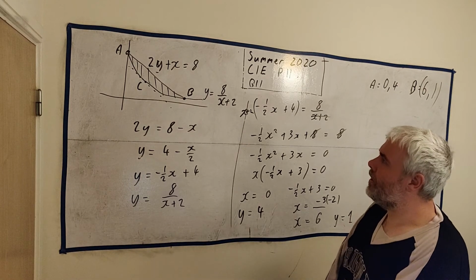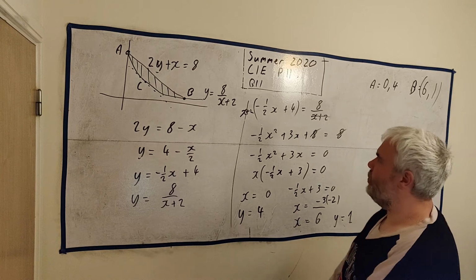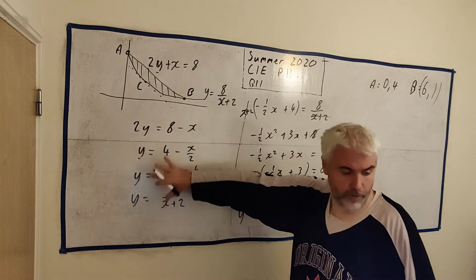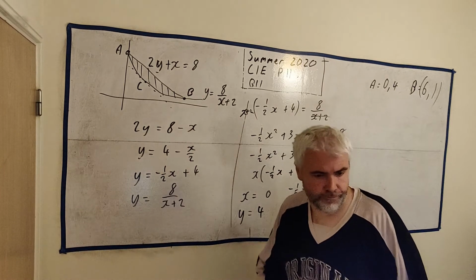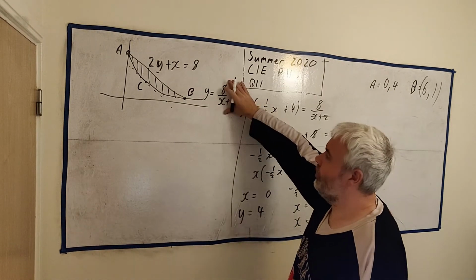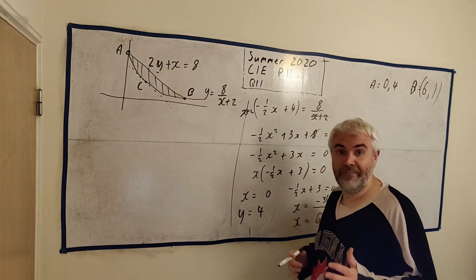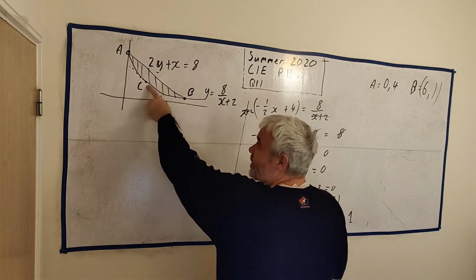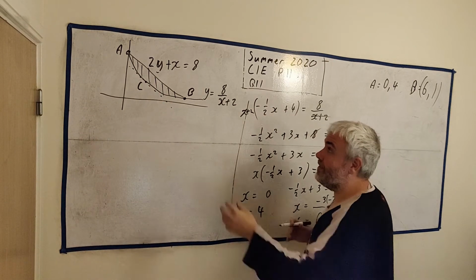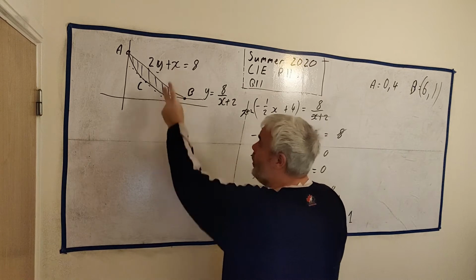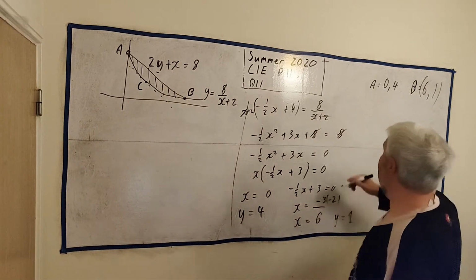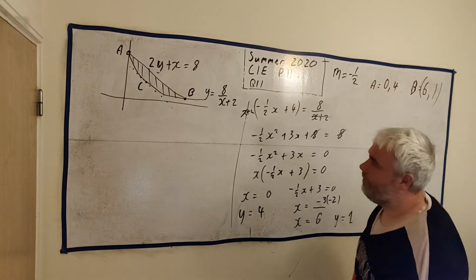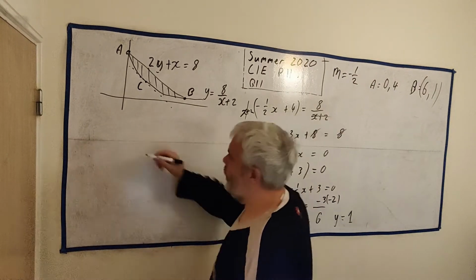For part C, it's not too difficult, but we do need to differentiate. So we have to differentiate this curve here. That's because it'll give us the slope of a tangent, and we're interested in the tangent here. The slope of this tangent, in fact, we already know. It's the same as the slope of this line, which was minus a half. Let's write that here to remind ourselves: it equals minus a half.